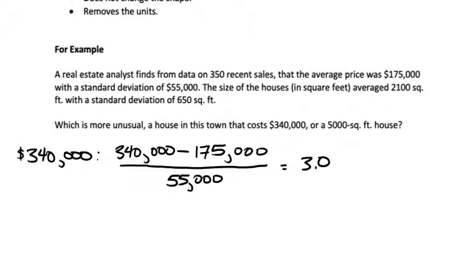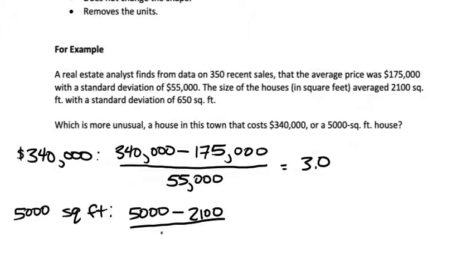Now I'm going to calculate the z-score for the 5,000 square foot house. So my x is 5,000. That's my data value. The mean is 2,100. And the standard deviation is 650. So divide by 650. And when I do the math on that, that equals 4.46.